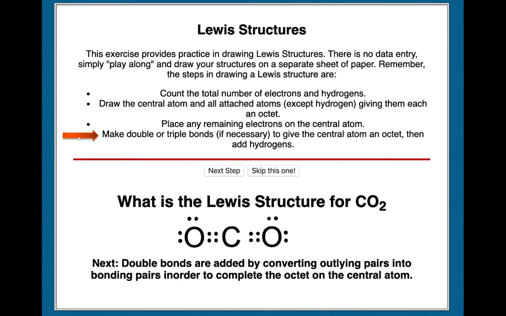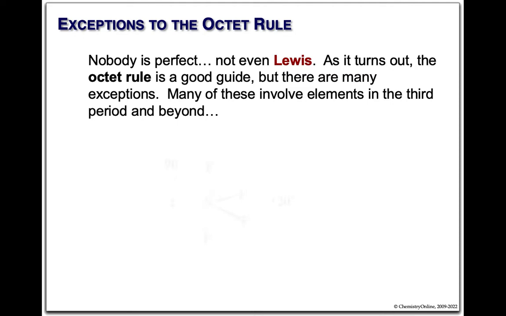So, the tutorial has a library of structures and basically shows step by step as you go using these rules. If you like the rules, that's fine. If you just like to go freelance, that's fine too. Any questions? Now the tutorial quiz on Blackboard is totally different than this. We'll talk about that in a minute. But first, let's talk about exceptions to the octet rule.